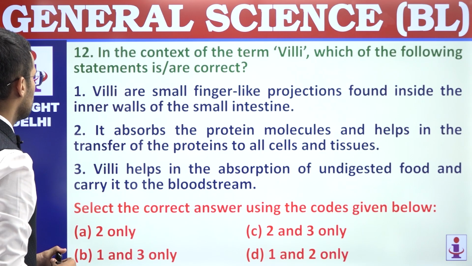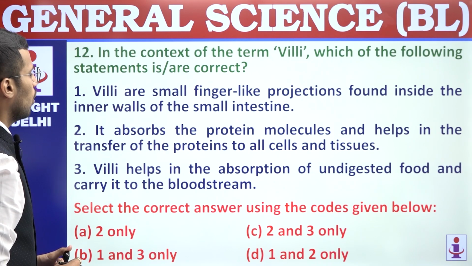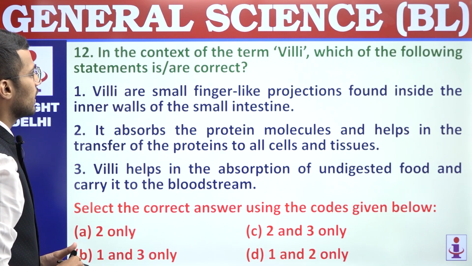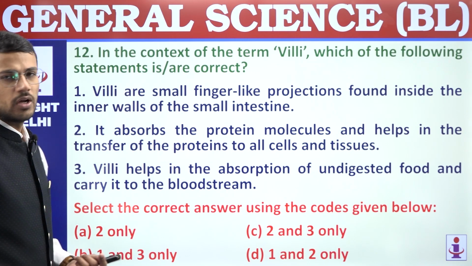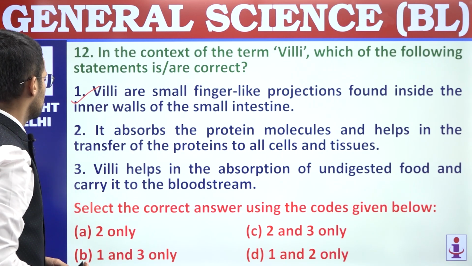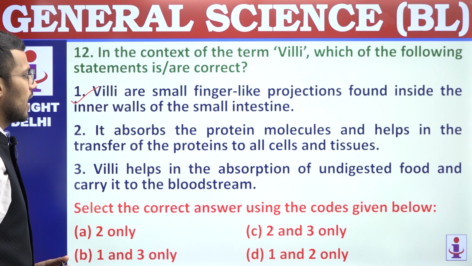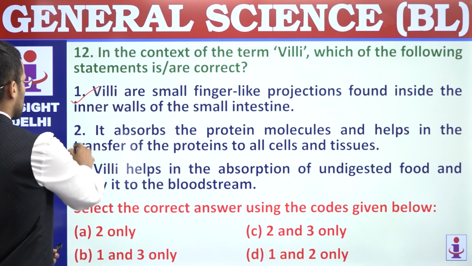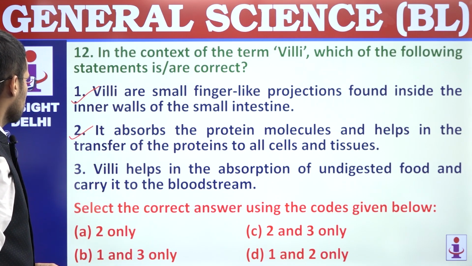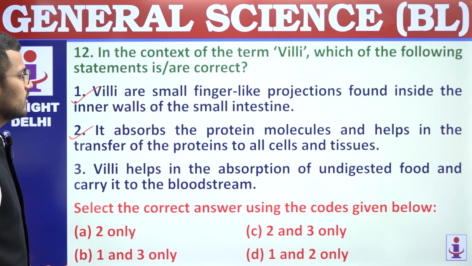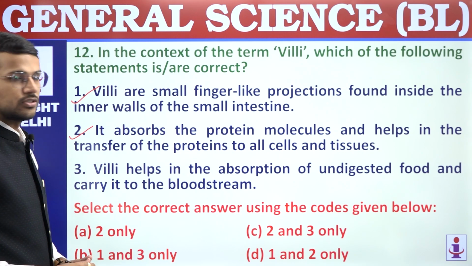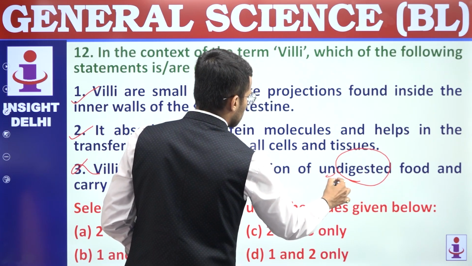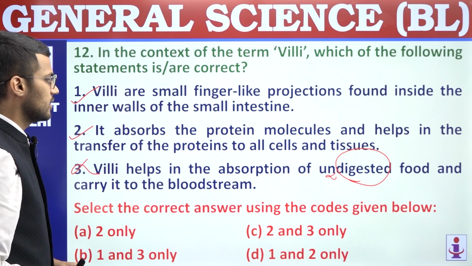Next, question number 12. In the context of the term villi, which of the following statements are correct? First, villi are small finger-like projections found inside the inner walls of the small intestine. Correct statement regarding villi. Second, it absorbs the protein molecules and helps in the transfer of the proteins to all cells and tissues, right? So that is also a correct statement. Third, villi help in the absorption of undigested food and carry it to the blood streams. This statement is incorrect because villi help in the absorption of digested food, not undigested food.